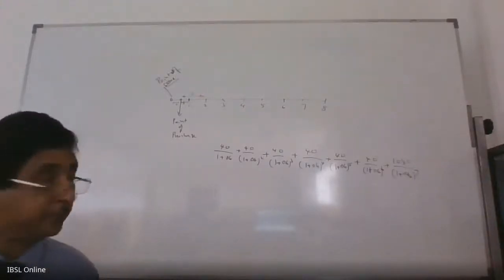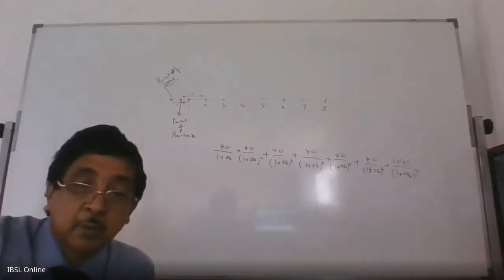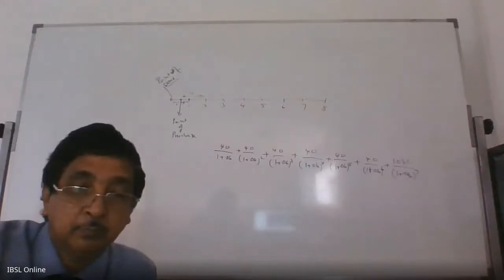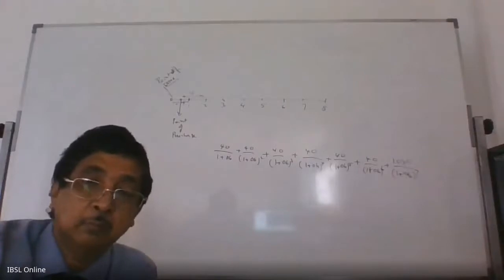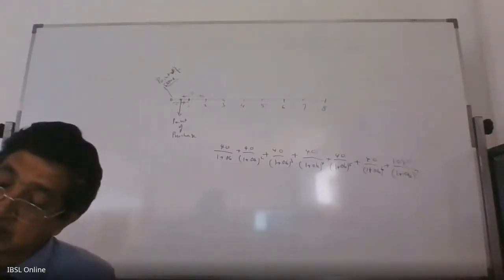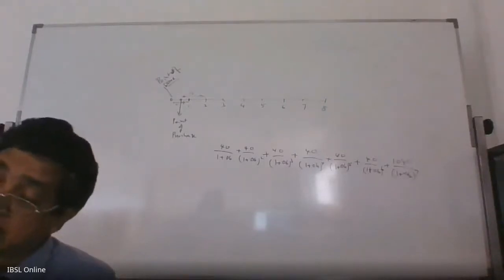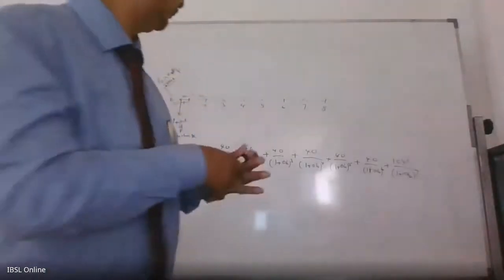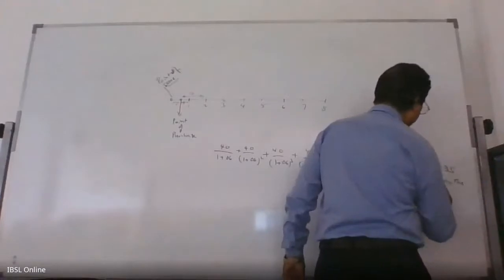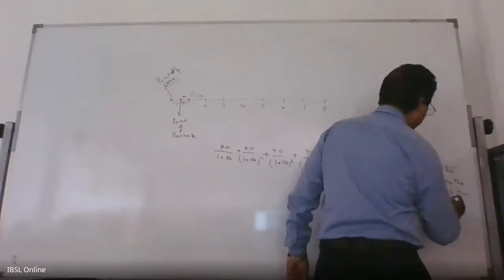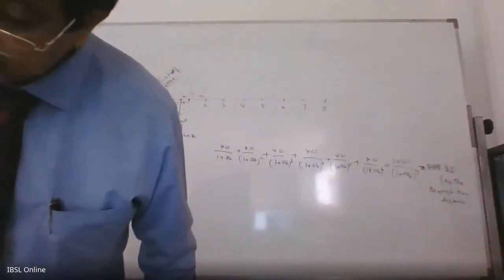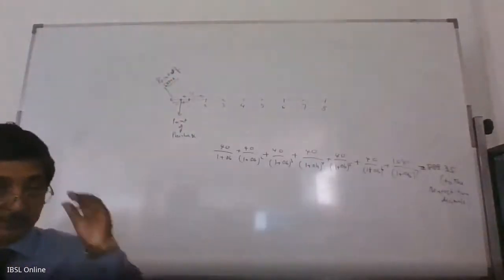What is the value you got? 880 something? Yes, 888.23523. Correct. So what we can do is round it off to two decimals, that is 888.35.